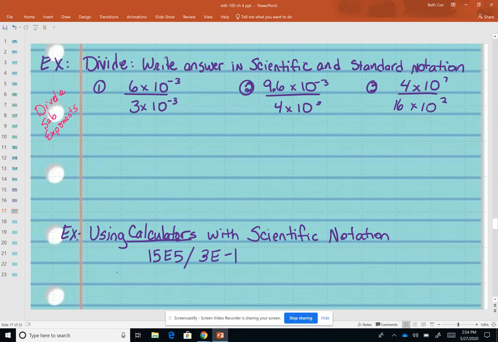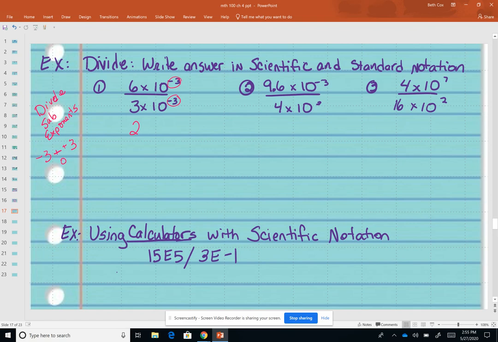Okay, so remember, we're going to divide this time. When we divide, remember when we divide, we subtract the exponents. Okay, so let's do that. So I'm going to divide the number. 6 divided by 3 is 2. And then I subtract my exponents. All right, so I might need some scratch work. So that's negative 3 minus a negative 3.